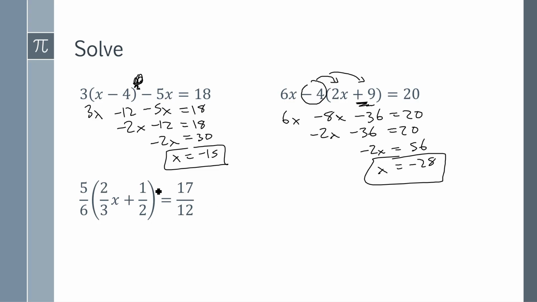Alright, this last formal example that I wanted to do, a couple that involve grouping that is not simple like this. Alright, I see a distributive, so I definitely want to do that first. So that gives me 10 over, now I could reduce this, but I am not going to bother, 18x plus 5 over 12 equals 17 over 12. And now I will bother. So divide this by 2.